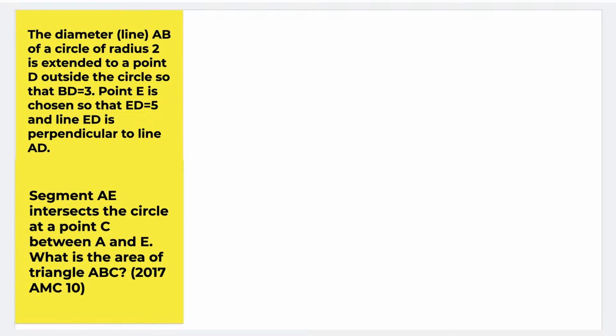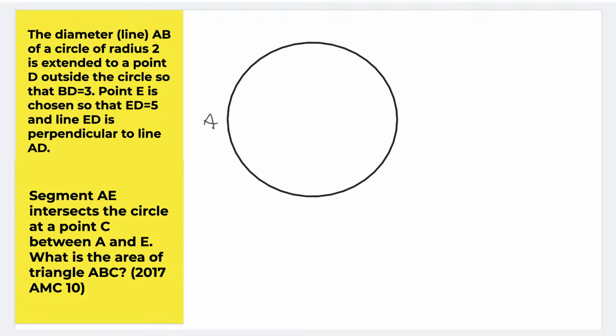So the diameter line AB of a circle of radius 2 is extended to a point D outside the circle so that BD equals 3. As soon as we see a diameter, that means there's a circle. So the diameter line AB, pretend this is B, of a circle of radius 2. If the circle has a radius of 2, the diameter is 2 times the radius, which is 4. Now point D is chosen so that BD equals 3. So pretend D is here. We know that BD is equivalent to 3.